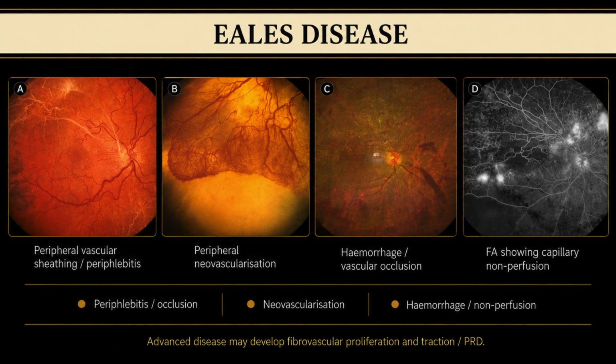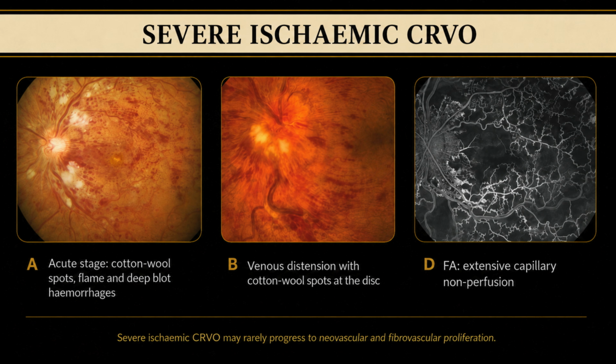Another example is Eales disease. Here, peripheral retinal periphlebitis and non-perfusion may lead to neovascularization. With recurrent hemorrhage and fibrovascular proliferation, advanced Eales disease can develop significant retinal traction and TRD. Similarly, severe ischemic retinal vein occlusion can also, on rare occasions, produce enough neovascular and fibrovascular proliferation to cause a tractional detachment. However, this is much less common. So these were the causes in adults.